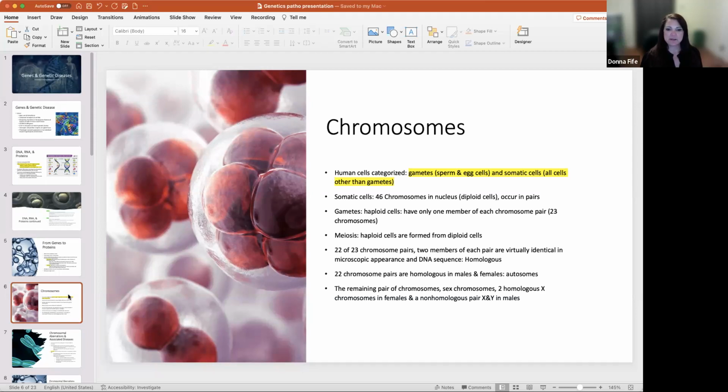Meiosis, where haploid cells are formed from diploid cells. In 22 of 23 chromosome pairs, two members of each pair are virtually identical in microscopic appearance and DNA sequence, and this is considered to be homologous. 22 chromosome pairs are homologous in males and females and considered autosomes. The remaining pair of chromosomes, sex chromosomes, two homologous X chromosomes in females and non-homologous pair X and Y in males.